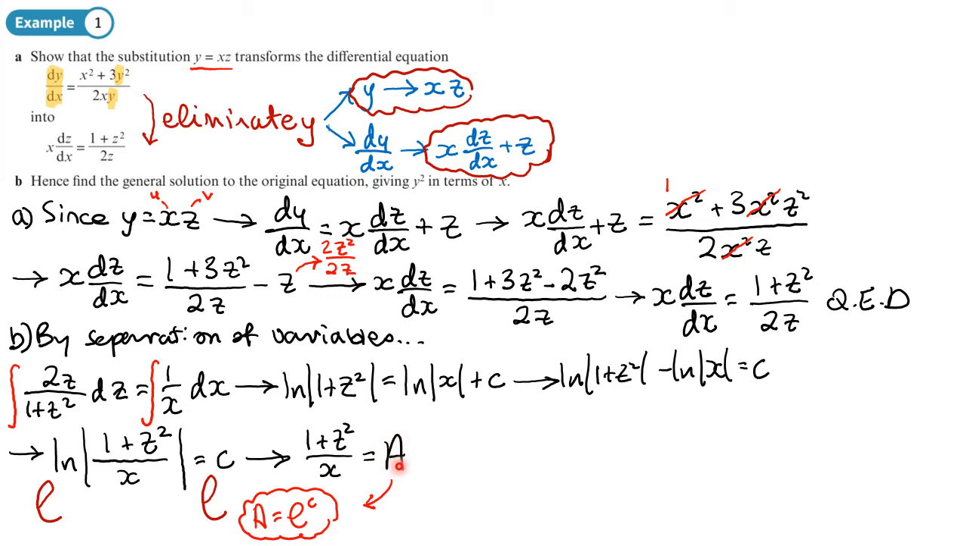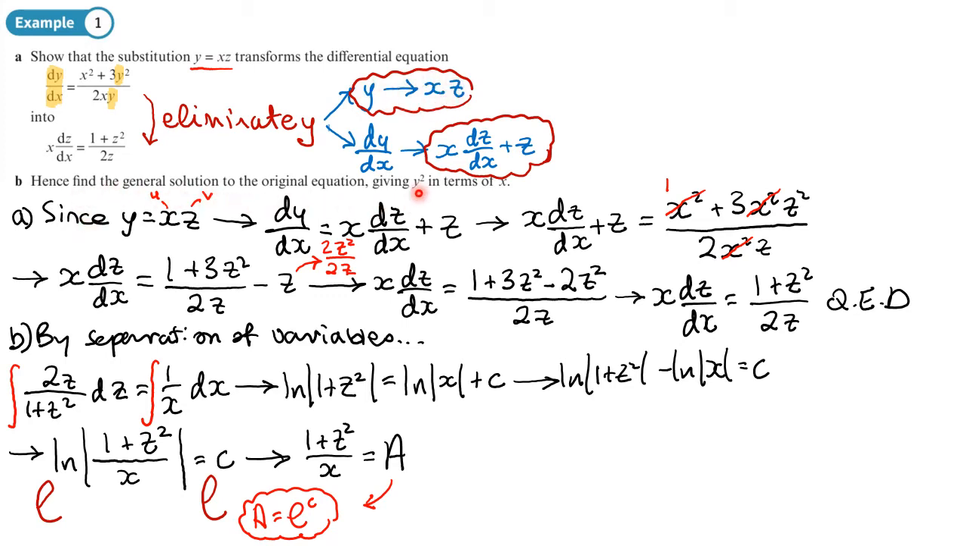So let's use the letter a. You might write in your working, let a equal e to the c. So I've simplified this as much as I can now. What I will do is now make the substitution using my y equals xz.